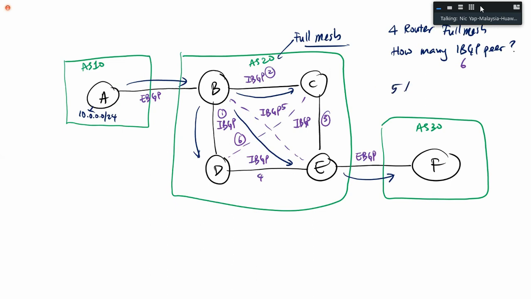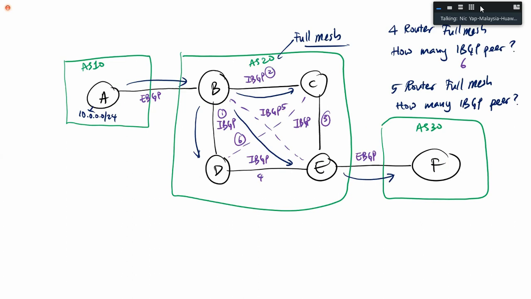So how about 5 routers? Full mesh. How many iBGP peers are required? Okay. How are you going to calculate this? Do you need to draw it out and calculate one by one?